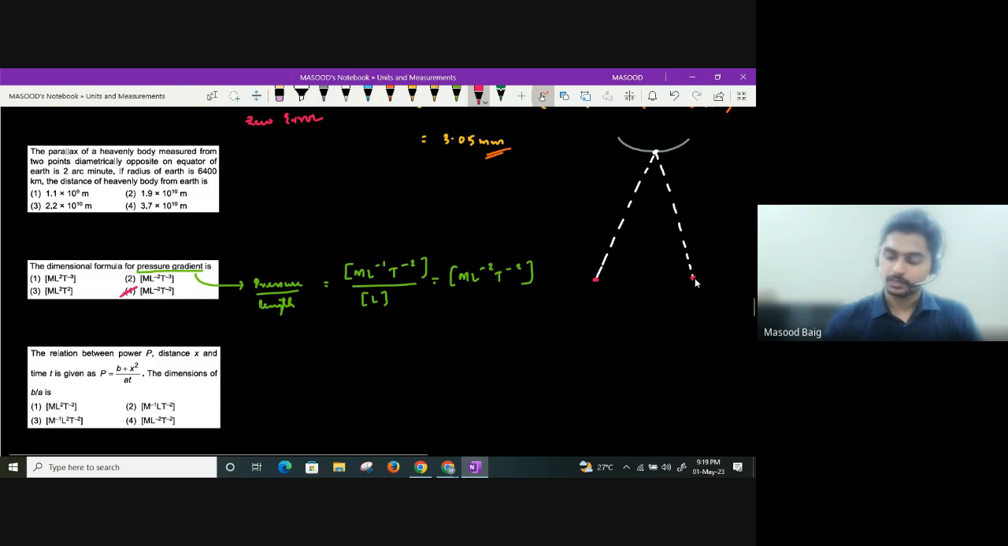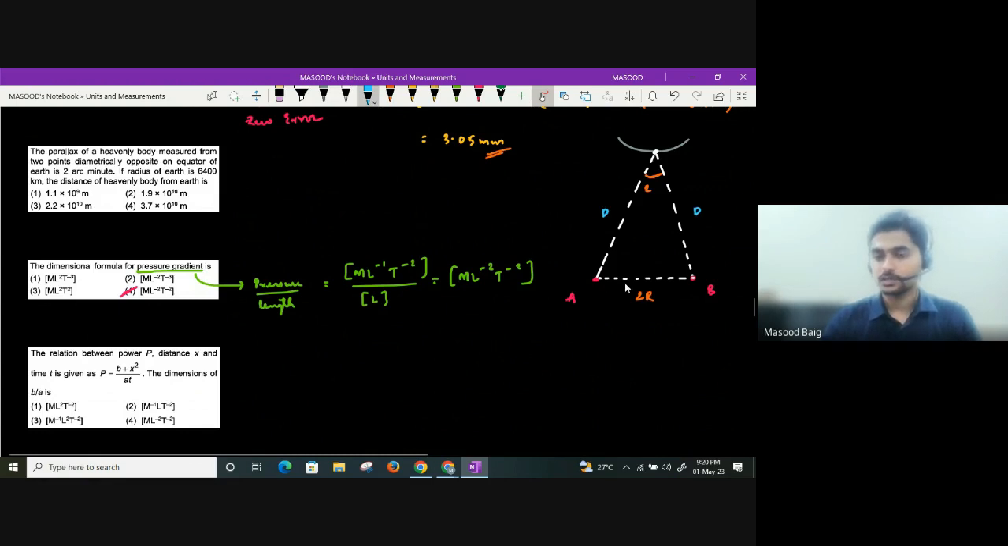So A and B are the ends of the equator, guys. What will the distance A to B be? Will it be 2r or not? Yes, it is going to be 2r, the diameter. What angle is subtended? The parallax is measured from 2 points diametrically opposite on the equator of the Earth. How much is this angle, guys? It is 2 arc minutes. They are asking for the distance of the heavenly body, so I can say capital D is the distance.